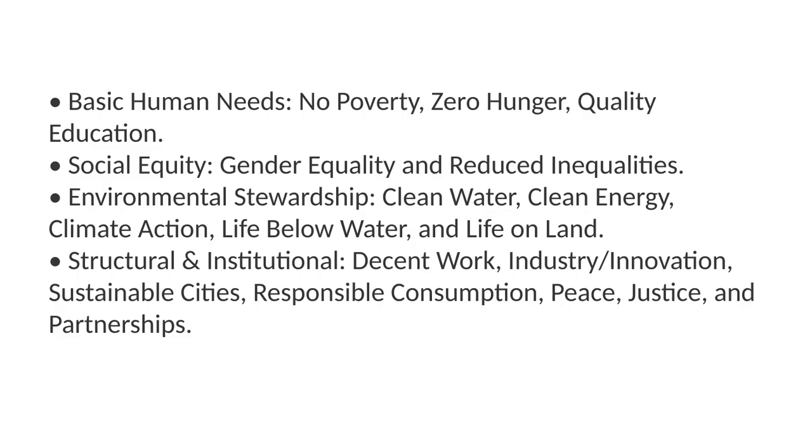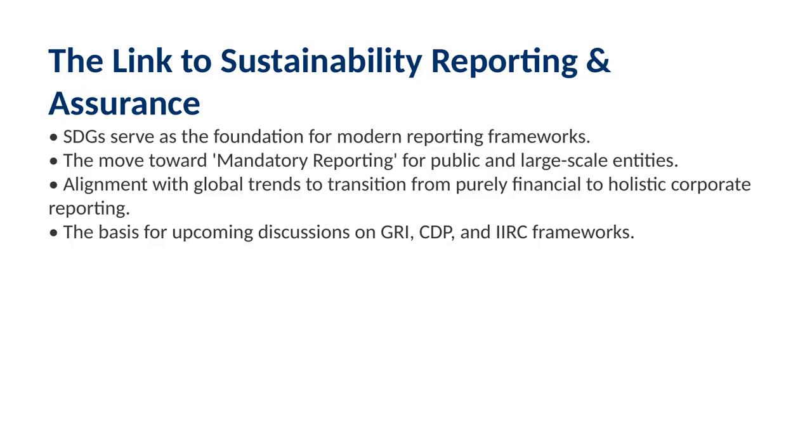Finally, they address the structural side of things with goals for decent work, industry and innovation, sustainable cities, responsible consumption, and the creation of peace, justice, and strong institutions, all tied together by partnerships for the goals. Keep these 17 goals in mind, as they form the foundation for the sustainability reporting and assurance frameworks we will discuss next. First, you need to understand who is actually required to report. Generally, mandatory reporting is aimed at the public sector, government-run companies, large corporations, multinational conglomerates, and listed companies.